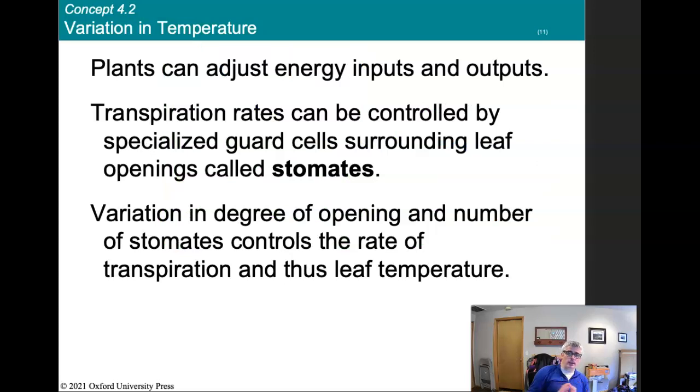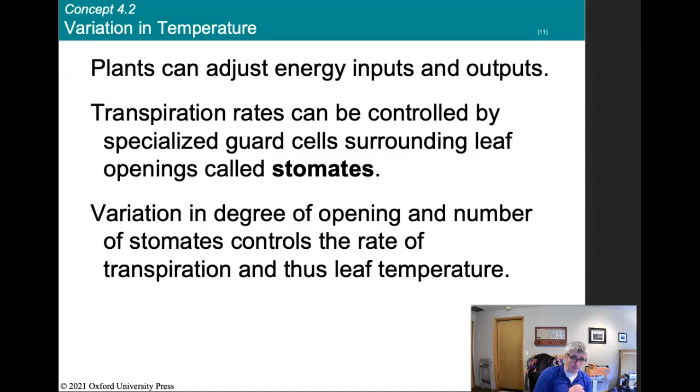And so plants can adjust the energy inputs and outputs. Transpiration rates can be controlled by specialized guard cells surrounding the leaf openings called stomates. Stomates. There's a couple different ways of pronouncing it. I've heard stomata before, or stomates.